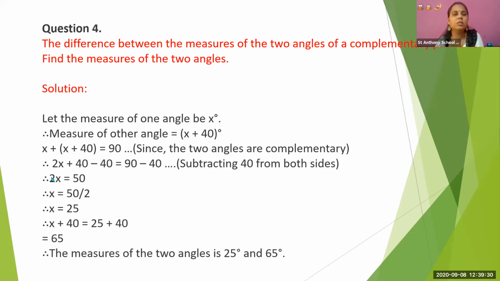Now we don't want this 2 with X, so it will shift to the right hand side, but the 2 is multiplying X. So X is equal to 50 upon 2, which means X is equal to 25. The other value is X plus 40, which means 25 plus 40 is equal to 65. So the measures of the two angles are 25 degrees and 65 degrees.